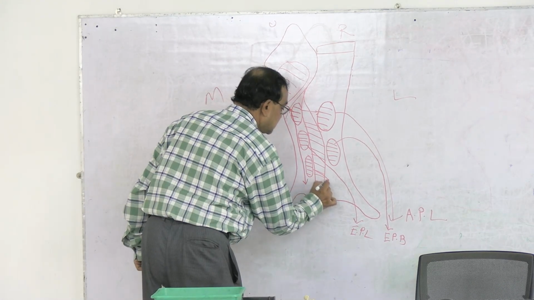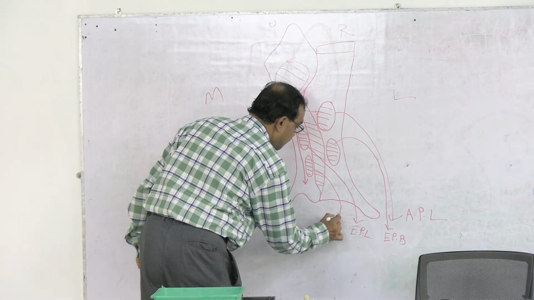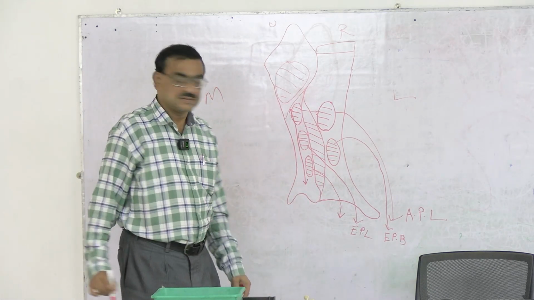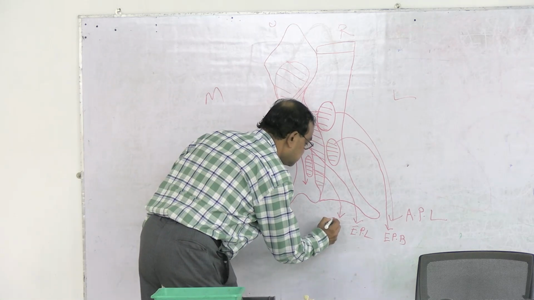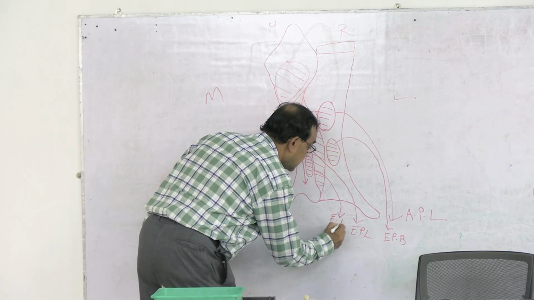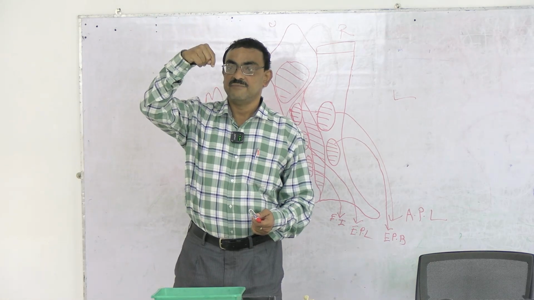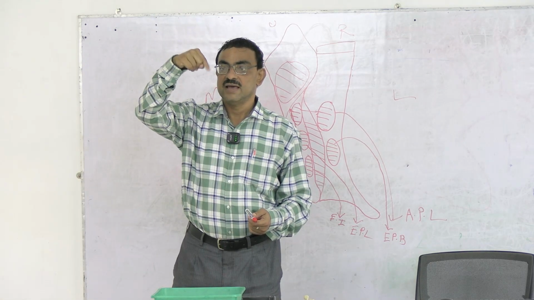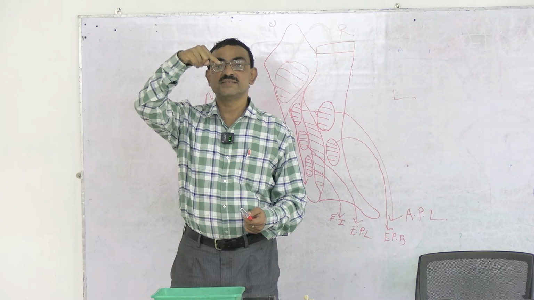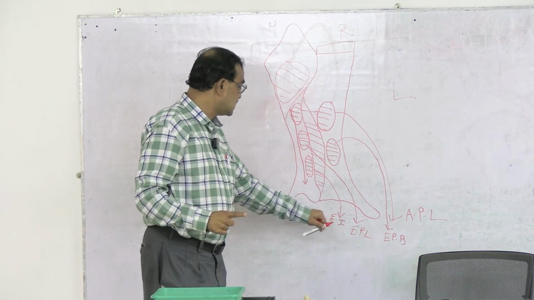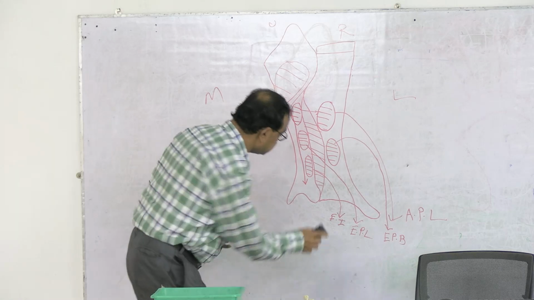And this muscle also goes through the dorsal part of the lower end of the radius, that is extensor indicis. Flexion, extension of the index finger. So this is extensor indicis.